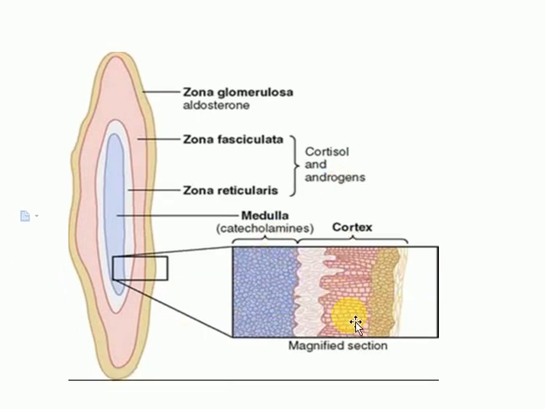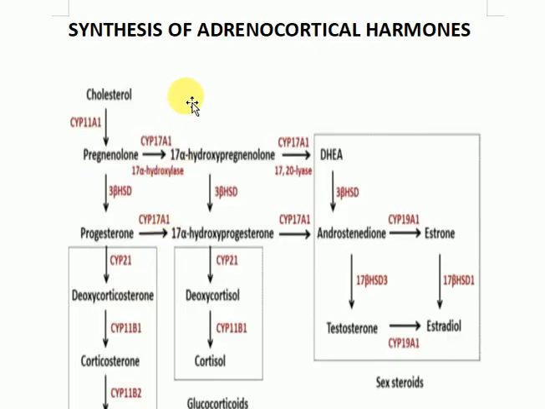This is the magnified section which shows the three layers of the cortex, and then the adrenal medulla, which is responsible for the secretion of catecholamines. These are adrenaline and noradrenaline. The adrenocortical hormones are synthesized from cholesterol.